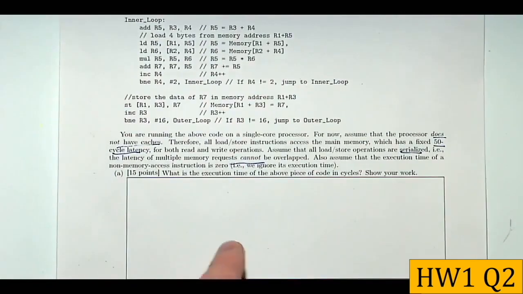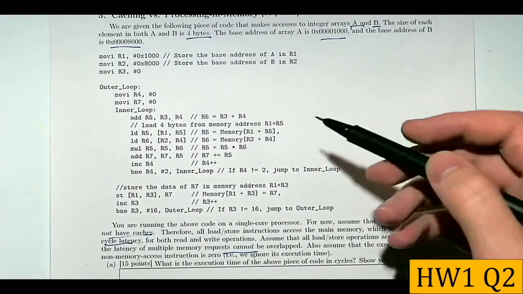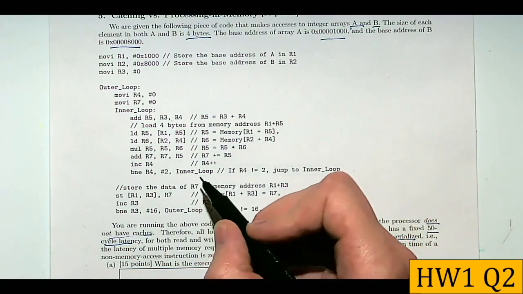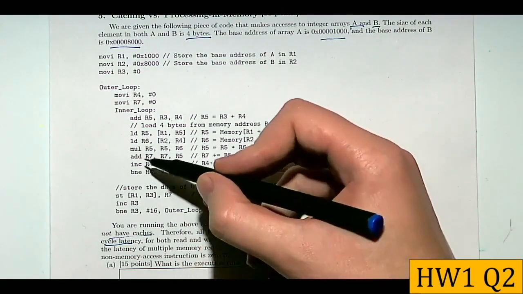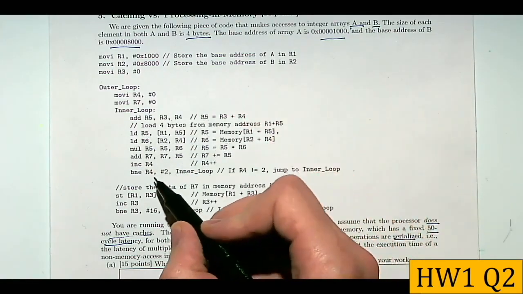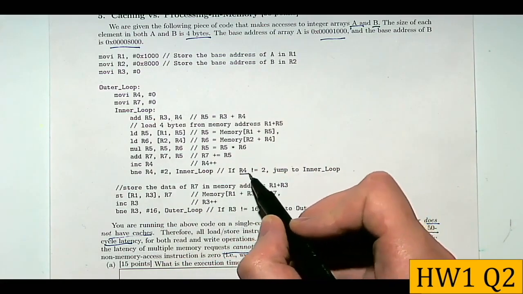Okay, and then the question is, what's the execution time of this piece of code on this processor without any caches and 50-cycle main memory latency? So now if you look at the code, we see that we have two loops named outer loop and inner loop. And if you check here, what is the condition for the branching again to the inner loop? It is basically this case where R4, register 4, is not equal to 2.